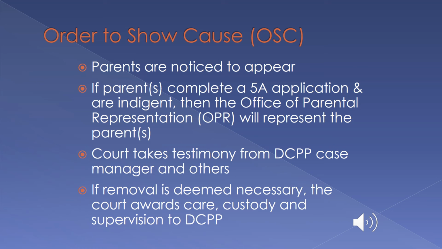When the division files a complaint, which outlines the history of what's going on in the case and includes the allegations of abuse and neglect, the parents are given notice to appear in court on the date set. It was mentioned earlier that they are given the opportunity to complete a 5A application to determine if they are financially eligible for free representation. If they qualify, they are assigned a public defender who works out of the Office of Parental Representation, also known as OPR. At initial hearing, the court will take testimony from the division to get more information on what is going on and to determine if removal is necessary.